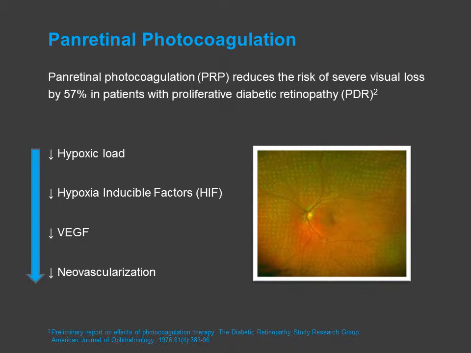This needs addressing, this needs treatment, so we treat it with panretinal photocoagulation. We know that this reduces the risk of severe visual loss for the patients by 57%. So the idea with a laser treatment is that the laser energy delivered to the retina is transformed to thermic destruction of the retina, which lowers the hypoxic load, lowers release of HIF and VEGF, and thereby lowers neovascularizations or prevents progression of PDR or proliferative diabetic retinopathy.